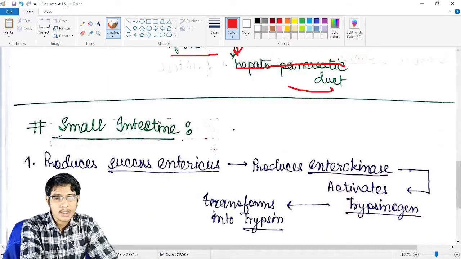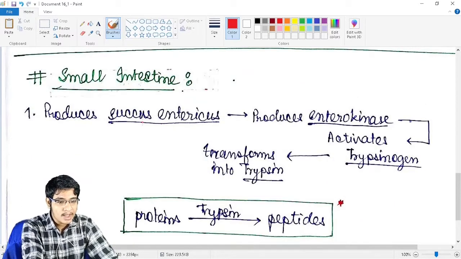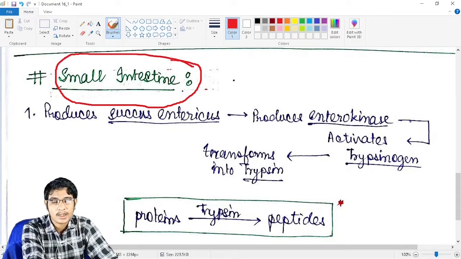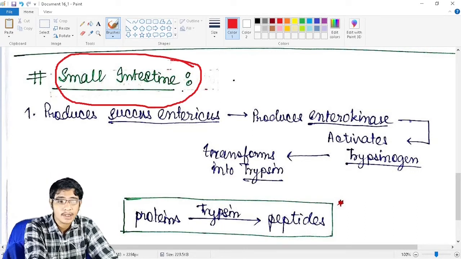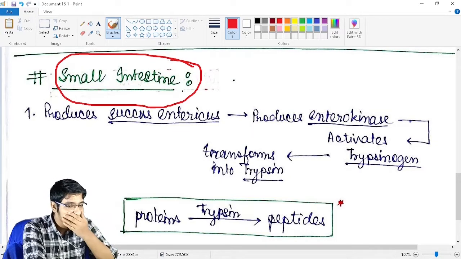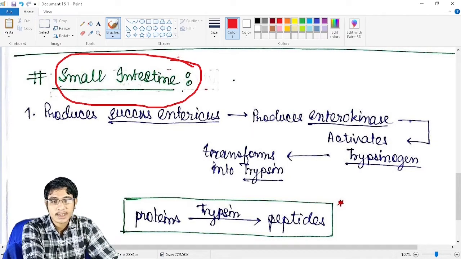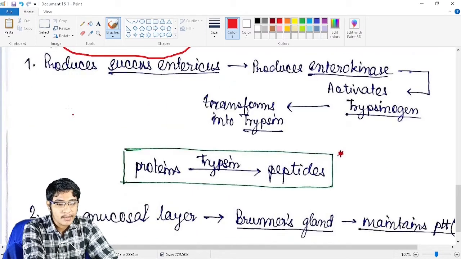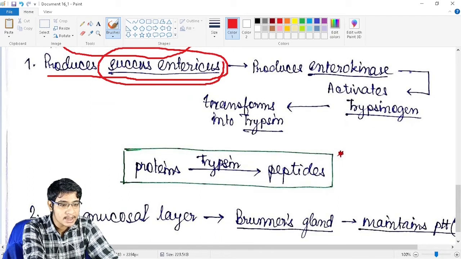Okay, understood? Now we have the small intestine. What are the enzymes and juices present in our small intestine? As I told you previously, the small intestine has some mucus cells. These mucus cells produce succus entericus. This succus entericus in turn produces enterokinase.